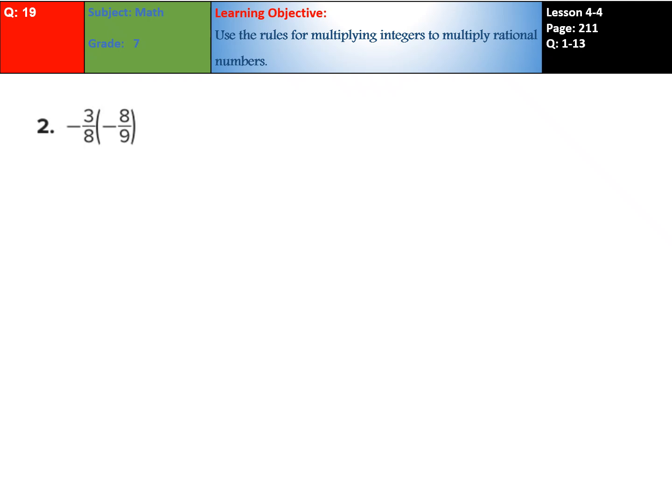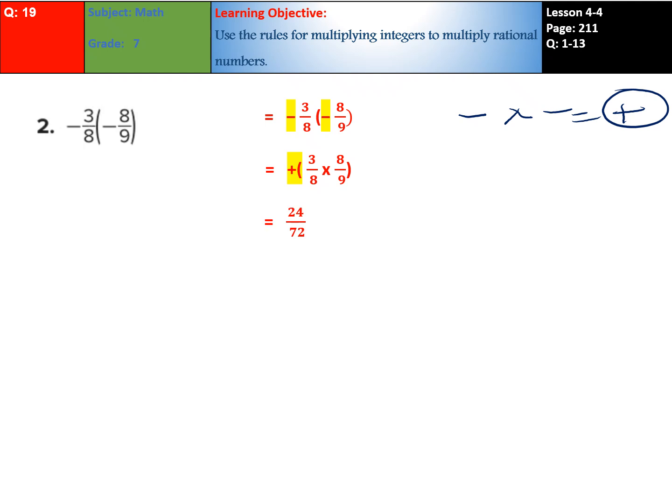Question number 2, again negative sign. Negative times negative will give you positive answer. We have 3/8 and 8/9. 3 times 8 will give you 24 and 8 times 9 will give you 72. Now we have the common divisor, that is 2, divided with 2 and divided with 2, it will give you 12/36. Again, we know that 12 one time is 12 and 12 times 3 is 36. So in the simplest form it is 1/3.